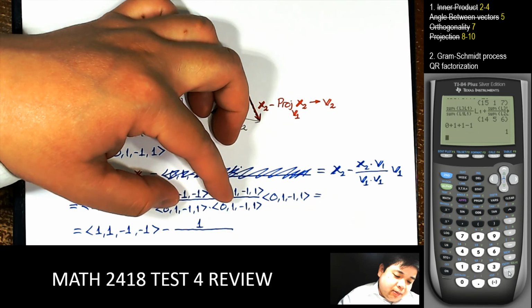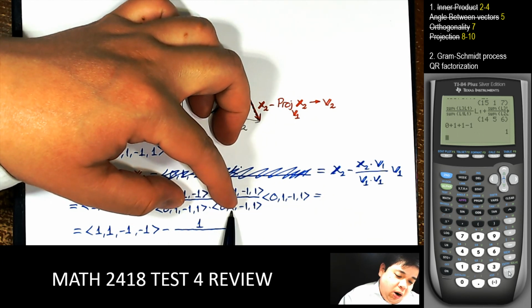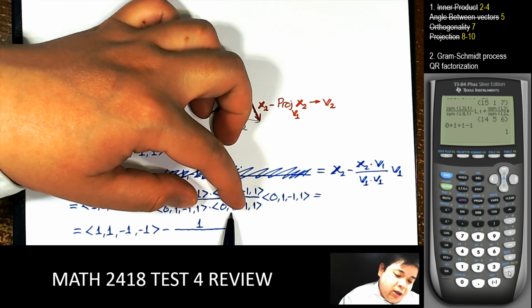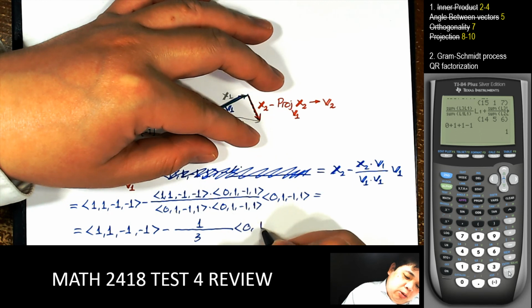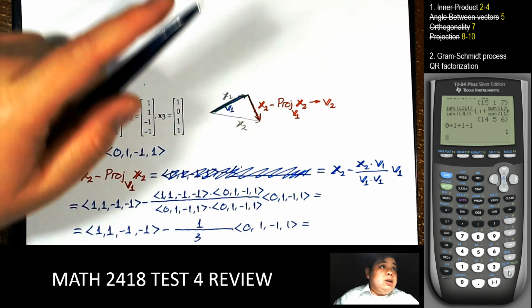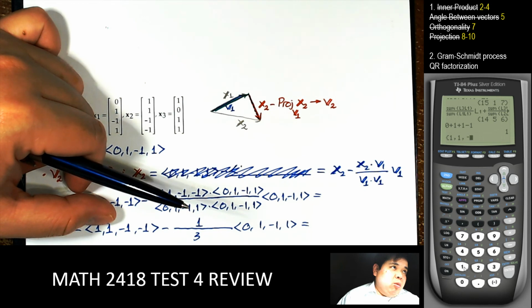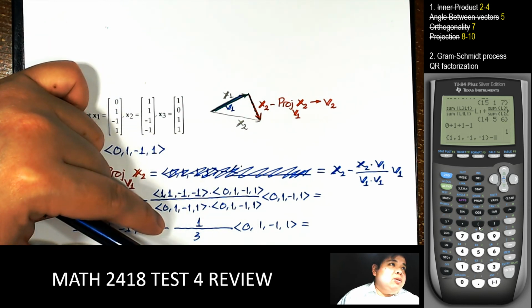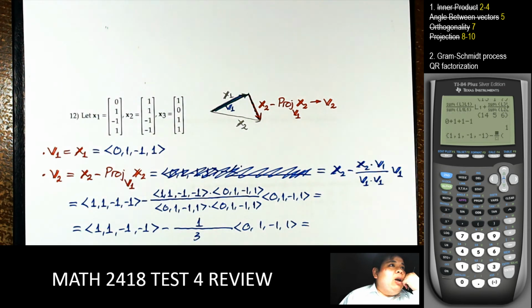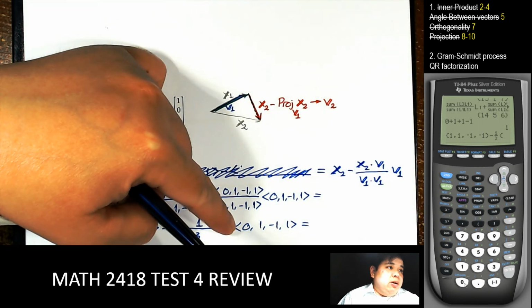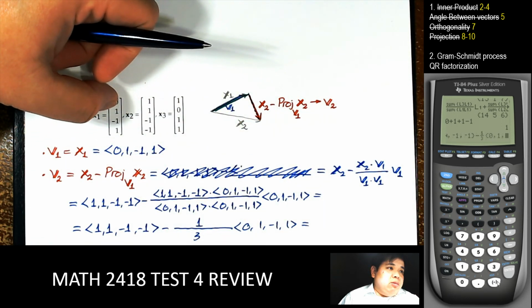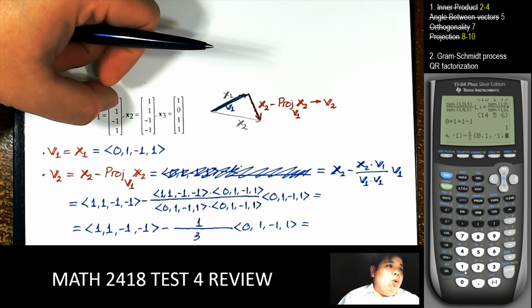The bottom: 0, 1, plus 1, plus 1, so 1 third. 0, 1, negative 1, 1. Right, we have the list 1, 1, negative 1, negative 1, subtract 1 third. Let's put a fraction, so alpha y equal to 1 over 3, and then the list 0, 1, negative 1, 1.